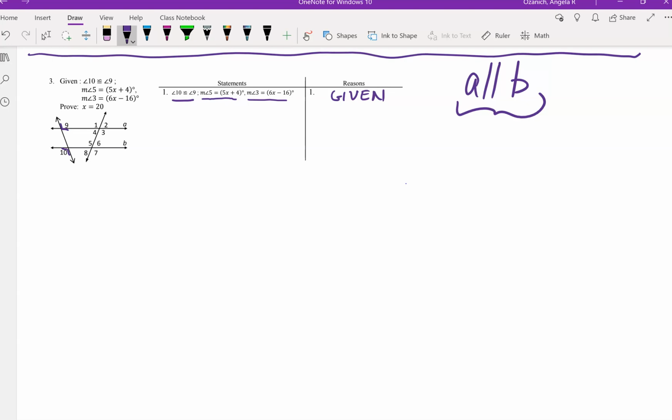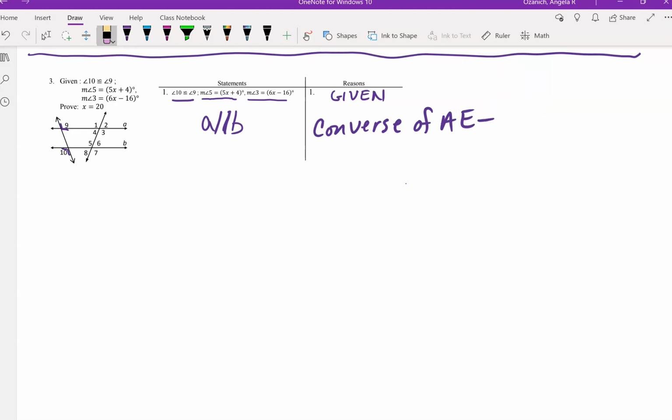Now, the fact that angle 10 and angle 9 are actually congruent means that we can say that A is parallel to B, and that is because of what's called the converse, and we'll talk in class about the idea of a converse and a conditional statement. That's the converse of alternate exterior angles. Okay, and I'm running out of space over here, so I'm gonna give us a little more room.